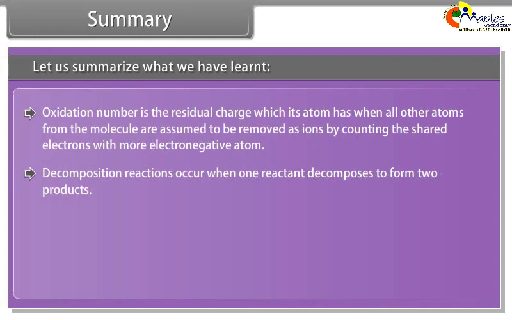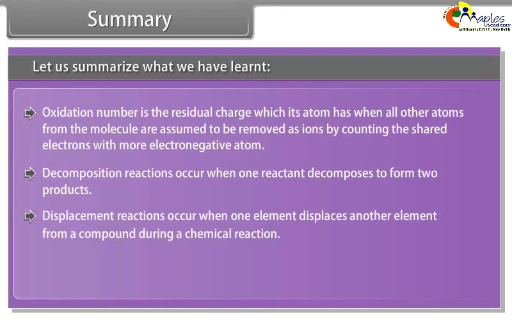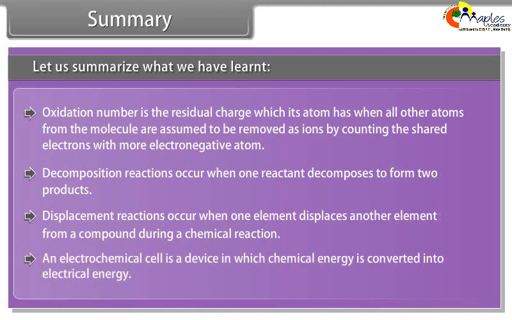Decomposition reactions occur when one reactant decomposes to form two products. Displacement reactions occur when one element displaces another element from a compound during a chemical reaction. An electrochemical cell is a device in which chemical energy is converted into electrical energy.